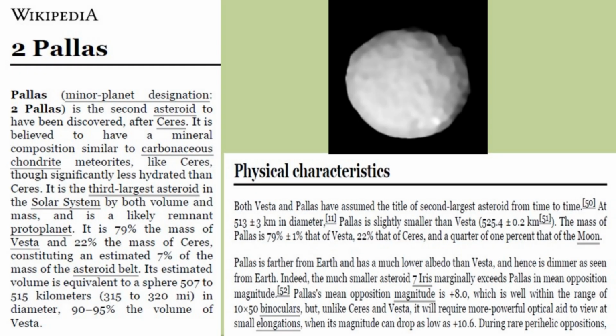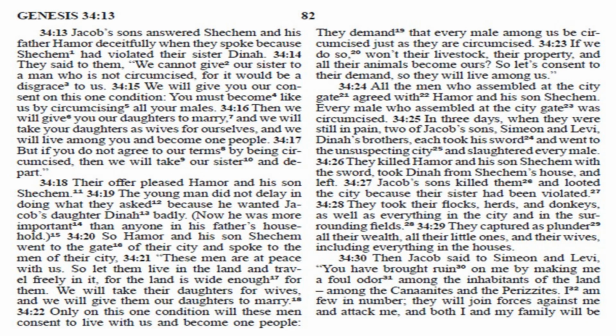This indicates that the star representing Shechem has captured the Pallas, which represents Dinah. Later, two of Jacob's sons, Simeon and Levi, took their swords and killed Hamor and his son Shechem and slaughtered every male, as mentioned in verses 25 to 26. They looted the city and took away their flocks, herds, donkeys, and also captured their wives and children, as mentioned in verses 27 to 29.